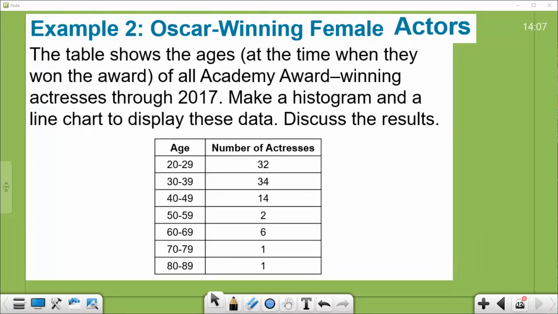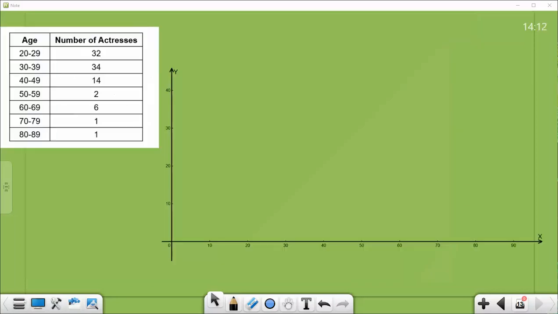All right, example 2, Oscar-winning female actors. The table shows the ages at the time when they won the award of all Academy Award-winning actresses through 2017. Make a histogram and a line chart to display these data and discuss the results. Okay. So let me copy the table on the next page. All right, so you could use, like in Excel, they have nice features to create histograms and line charts and all that. So you could use that, but we're just going to do one by hand here.